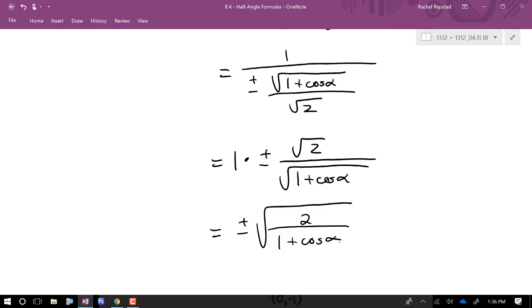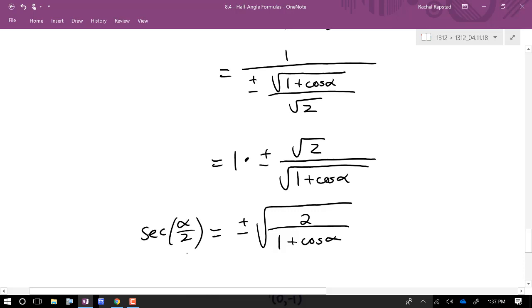You could, if you want, rationalize the denominator, but that's not really necessary, so whether you do that or not would be fine. Yeah, it's fine to end it here.